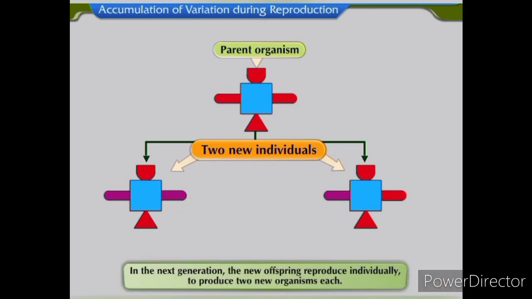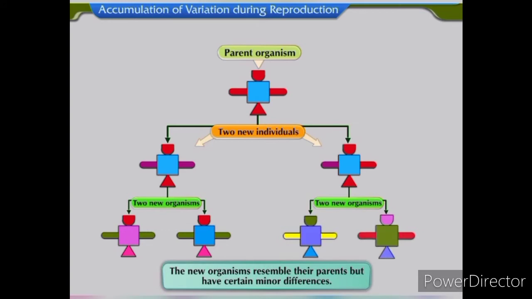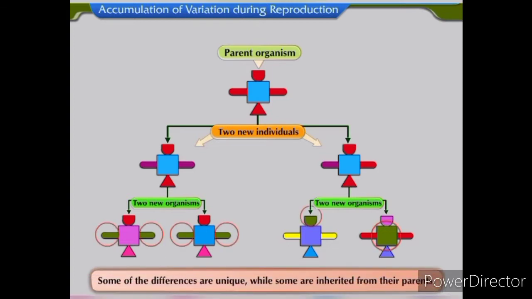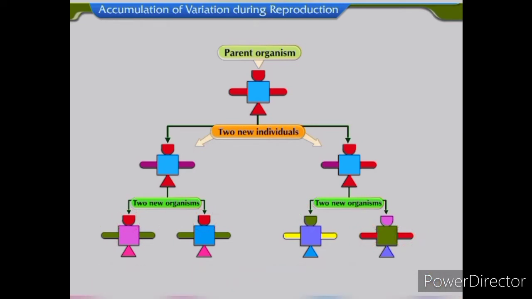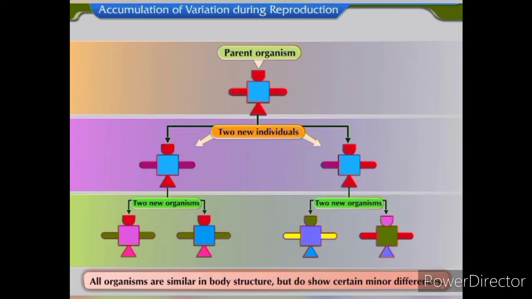Further, in the next generation, the new offspring reproduce individually to produce 2 new organisms each. These 2 organisms also resemble their respective parents, but do have certain minor differences. Some of these differences are unique, while some of them are inherited from their parents. Thus, when we observe all 7 organisms together, starting from the original parent, the 2 offspring and their offspring, we notice that they are all similar in body structure, but do show certain minor differences.